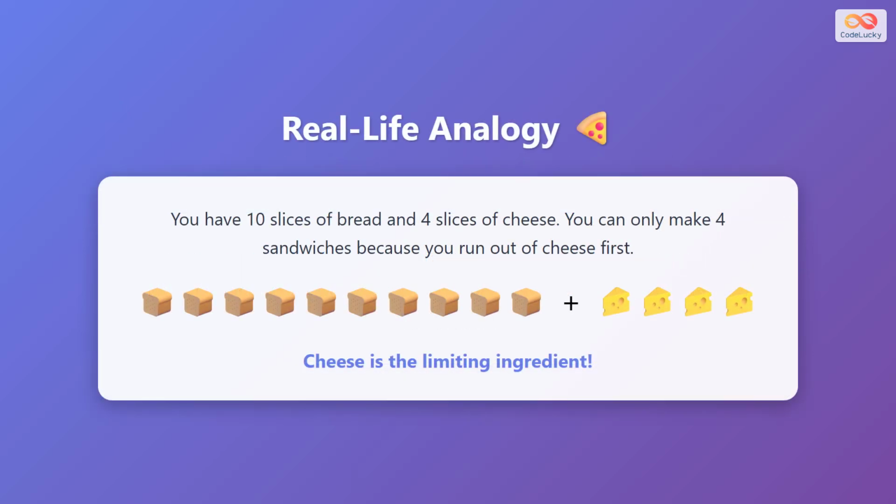Let's use a real-life example to understand this better. Imagine you want to make sandwiches. You have 10 slices of bread and 4 slices of cheese. Each sandwich needs 2 slices of bread and 1 slice of cheese. You can only make 4 sandwiches because you'll run out of cheese first, even though you still have bread left over. In this scenario, cheese is the limiting ingredient. The same logic applies to chemical reactions. The reactant that runs out first determines how much product you can make.